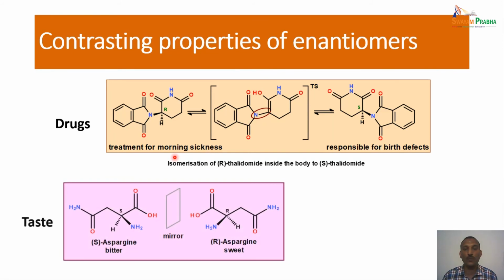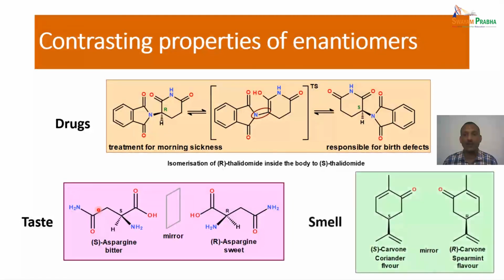So it is very important to know the particular action of a specific enantiomer when we are giving a chiral substance as a drug. And if you look at taste, S asparagine has a very bitter taste, whereas R asparagine has a very sweet taste. So it is also very essential to know which isomer to use.